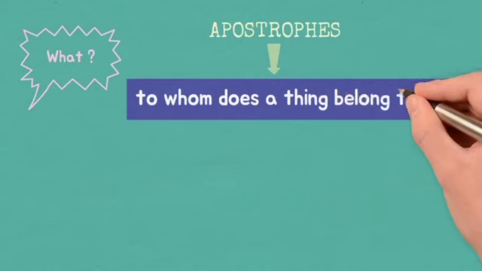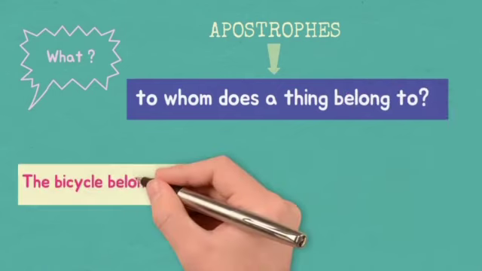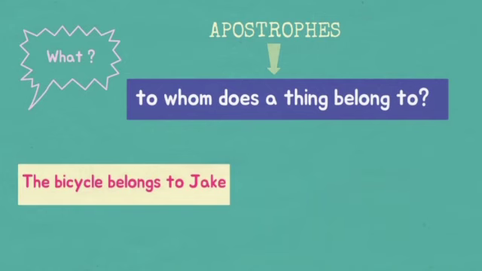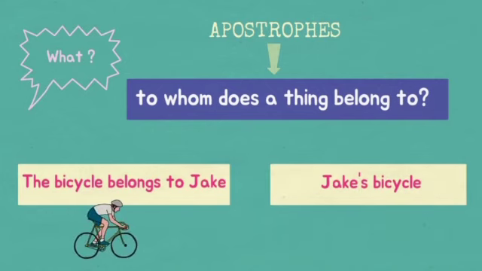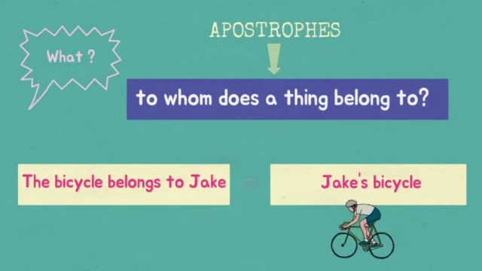Apostrophes tell us to whom something belongs. So instead of writing the bicycle belongs to Jake, we can write Jake's bicycle. The apostrophe S is enough to tell us that the bicycle belongs to Jake.